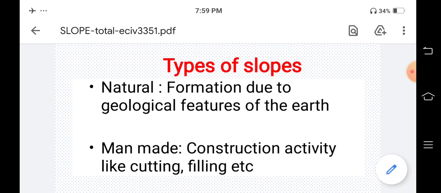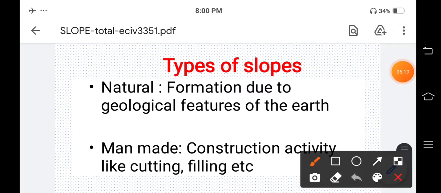Natural slope means the slope which is created naturally, or which is formed due to geological features of the earth. For example, a mountain, a hill, or a valley. These are the natural slopes.